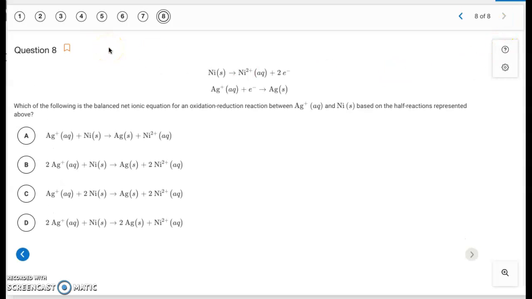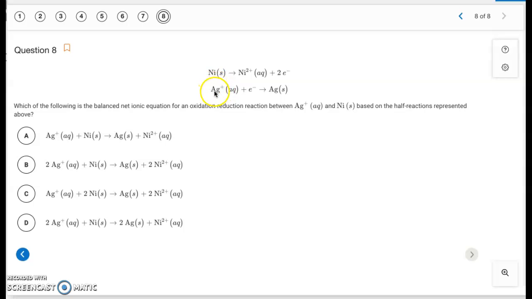Okay, question 8. Which of the following is the balanced net ionic equation for the oxidation reduction reaction between silver and nickel based on the half reactions presented above? So this is part of the half reaction balancing process. We have these two halves right here. The part that they're asking about is that you have to understand the concept that the electrons have to cancel out. So we have to multiply this bottom half right here by an integer of 2 to get 2 electrons on the left, which cancel out the 2 electrons on the right.